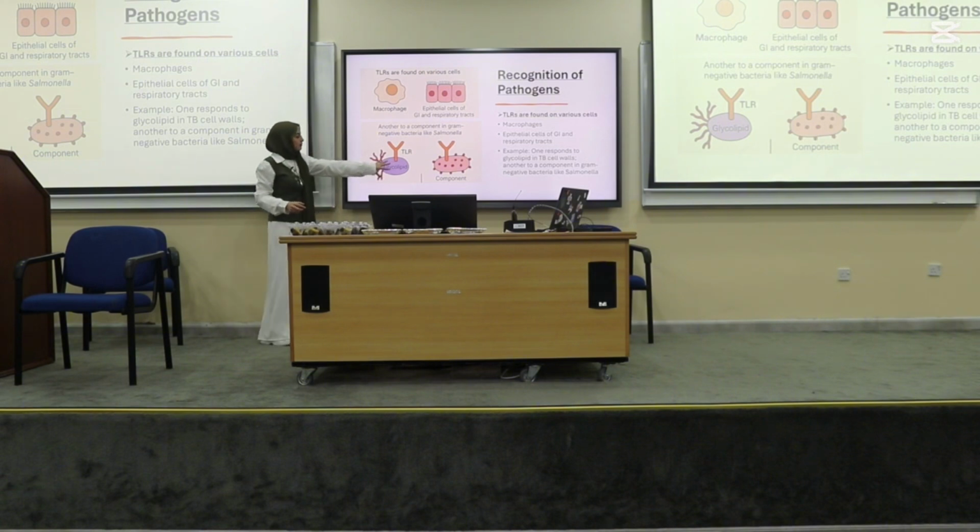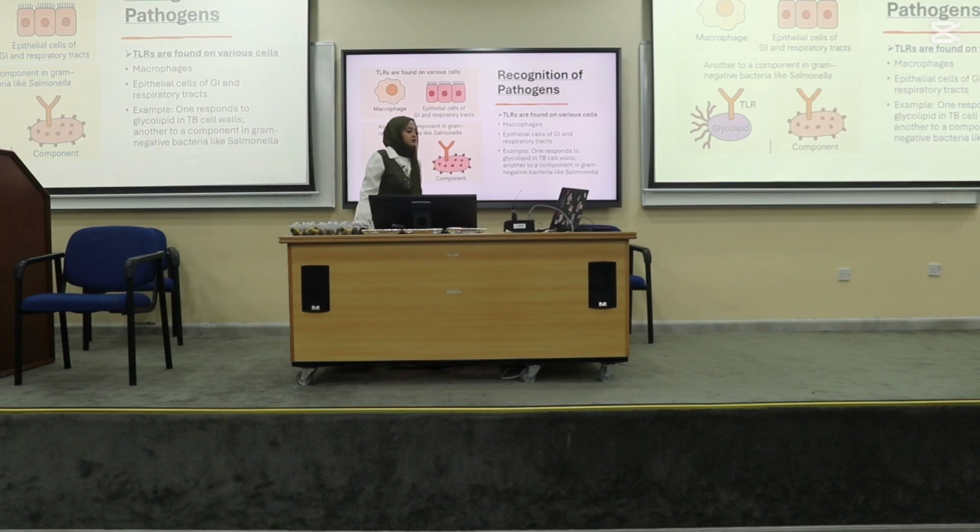Then we have this example in your book for tuberculosis bacteria. This glycolipid signals to the immune system that there is a pathogen, and whenever the immune system sees this glycolipid, it knows this is tuberculosis. Once it does that, the TLR is going to bind to it, recognize it, and signal for the immune system that there's a pathogen, there's a disease. The same happens here with a component of gram-negative bacteria, Salmonella, once the TLR binds to it.